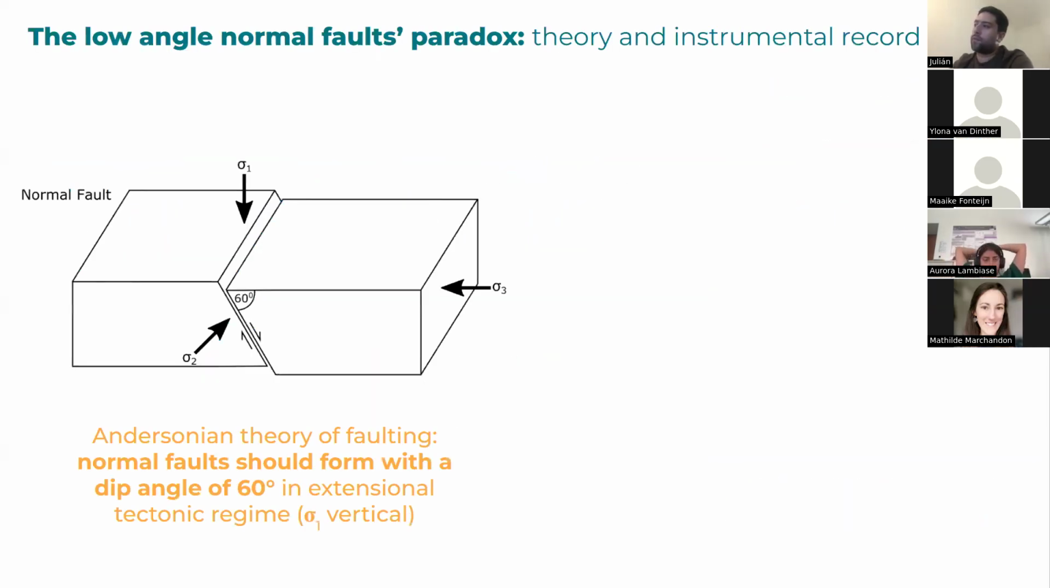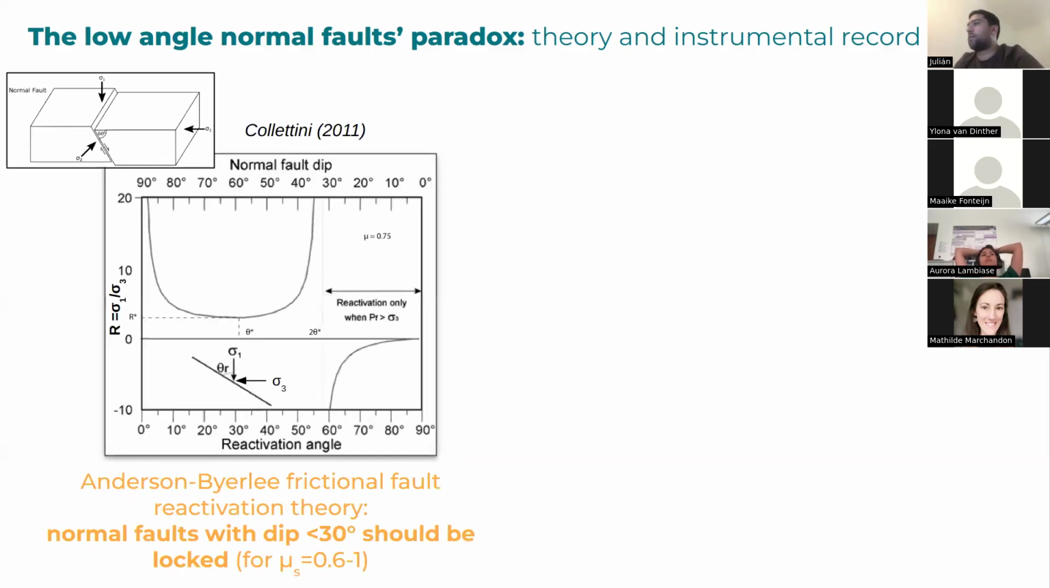Because Anderson's theory of faulting predicts that in an extensional tectonic regime, that is when the maximum compressive stress is vertical, normal faults should form with an angle of 60 degrees with respect to the Earth's surface. And the theory also predicts that to reactivate a pre-existing fault as a normal fault, the dip angle should be comprised between roughly 40 and 80 degrees.